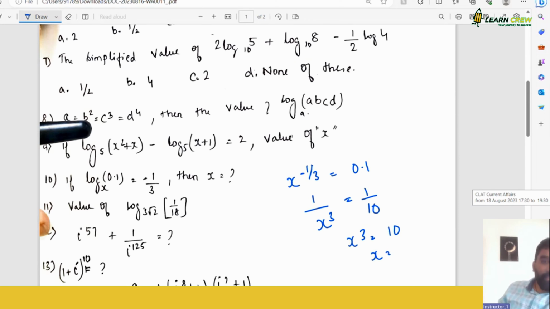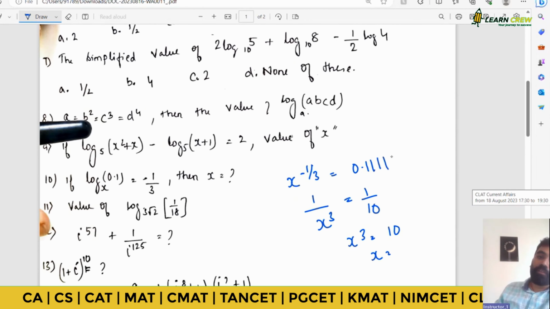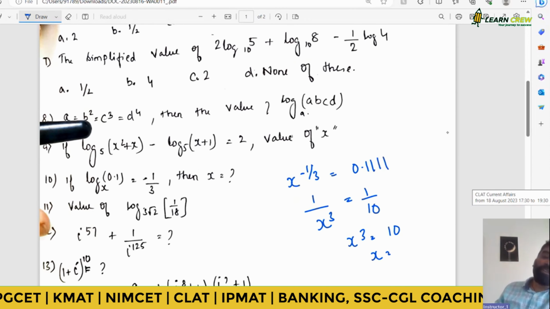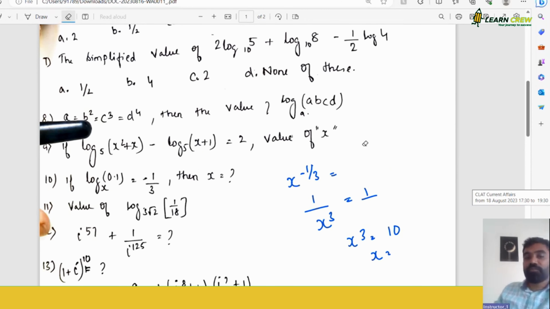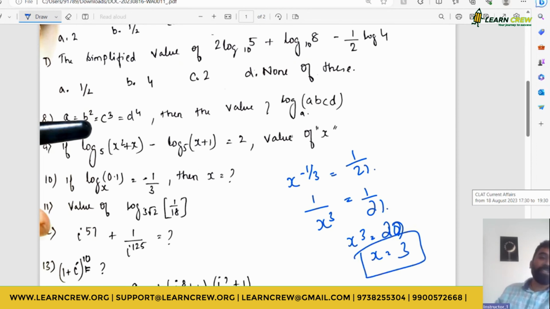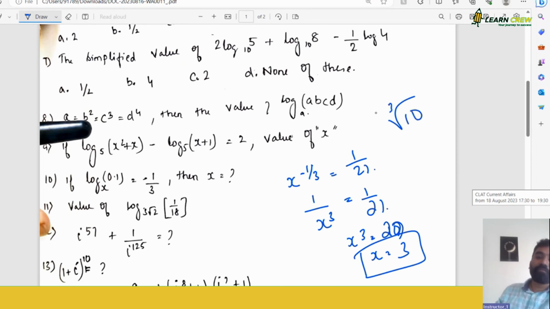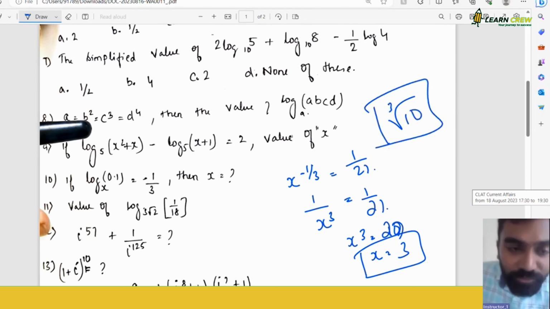Let me give you something else. I will change this question. 0.1111 is going to be written as 1 by 9. But 1 by 9 also cannot be a cube, so it has to be 1 by 27. Else I'll give 1 by 27 itself. So x cube equal to 27, or x is equal to 3. If they're giving the question as 10, it is nothing but cube root of 10. If it is given something else, x is equal to 5. Okay.